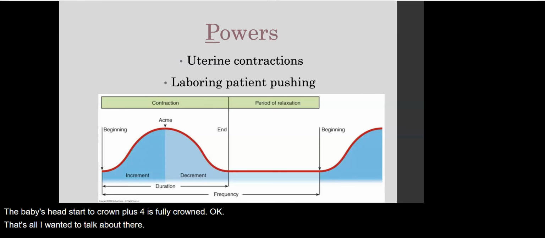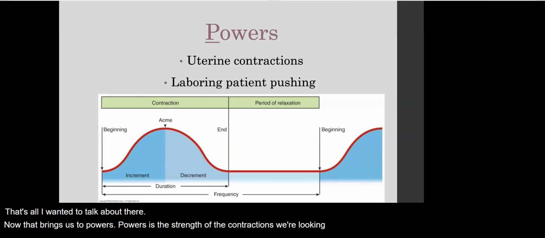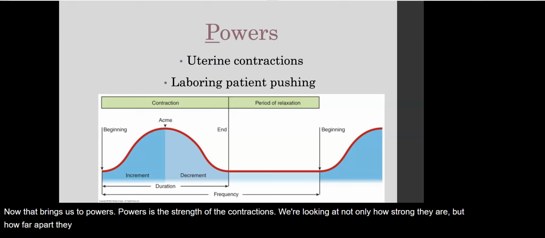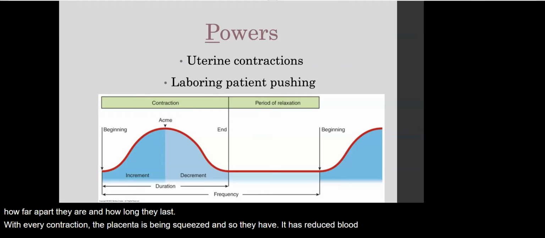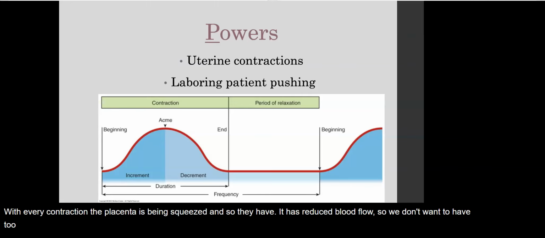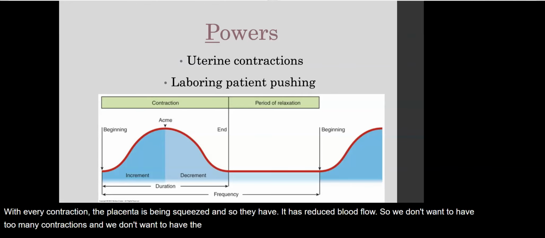Now that brings us to powers. Powers is the strength of the contractions. We're looking at not only how strong they are, but how far apart they are and how long they last. With every contraction, the placenta is being squeezed, and so it has reduced blood flow. So we don't want to have too many contractions, and we don't want to have the contractions be too long.